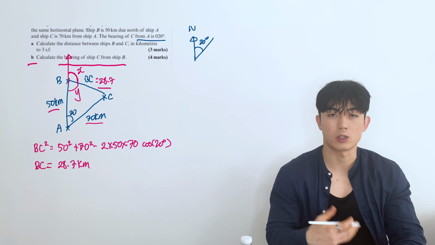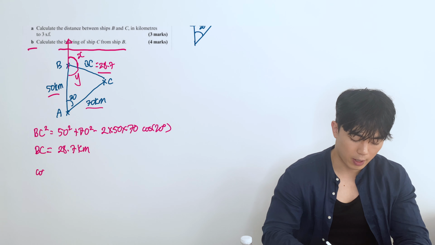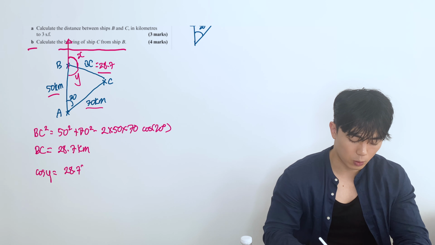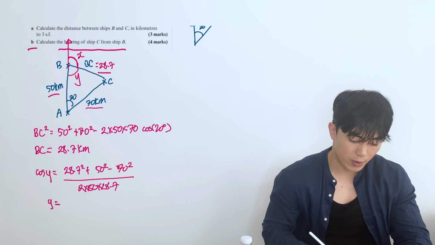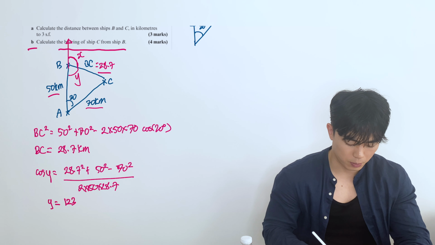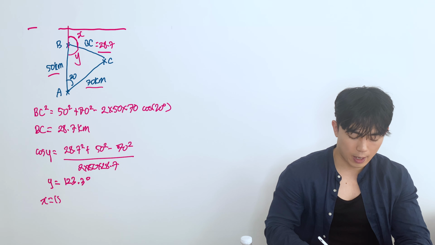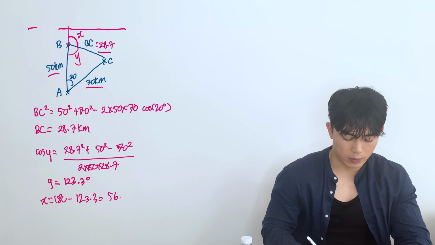So we just use the cosine rule where we find the angle formation. It'll be cos Y is equal to the ones either side, so 28.7 squared plus 50 squared minus 70 squared, over 2 times 50 times 28.7. And if you work this out, your Y value will be 123.3 degrees. So therefore, to find X is just 180 minus 123.3, which will give us 56.7 degrees.